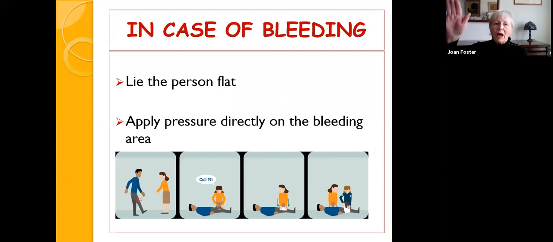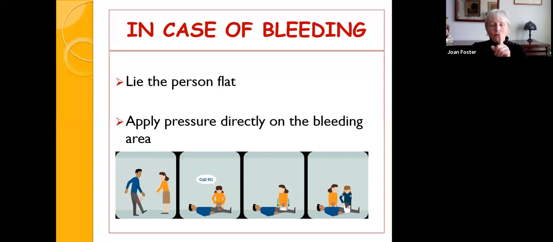And then you apply pressure directly to the bleeding area. If you're in the kitchen or the bathroom, you can just grab a towel and use that. If you're somewhere else in the house, you can take anything that is clean. If they're in the bedroom, for example, there might be in the drawer a clean cloth hanky or a clean t-shirt, anything clean, and apply pressure directly to the bleeding area.